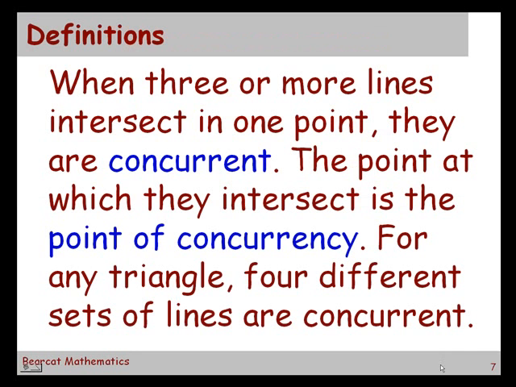For any triangle, 4 different sets of lines are concurrent. We're going to look at at least a couple of those today. So if you have just 3 lines intersecting all in the same place, that point where they all intersect is called the point of concurrency, and the lines are said to be concurrent.